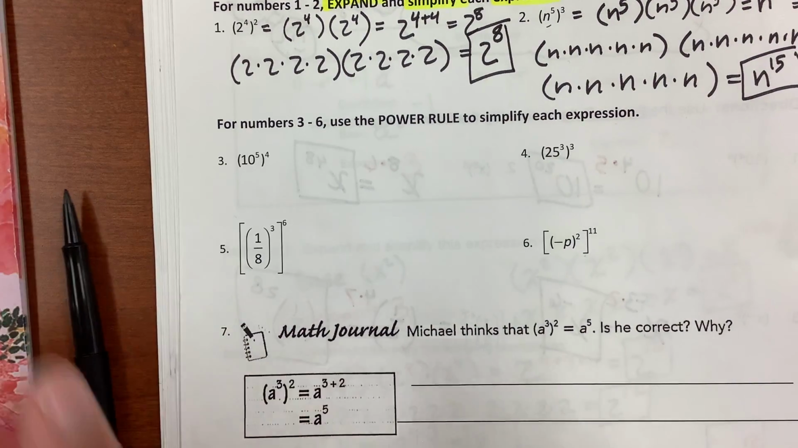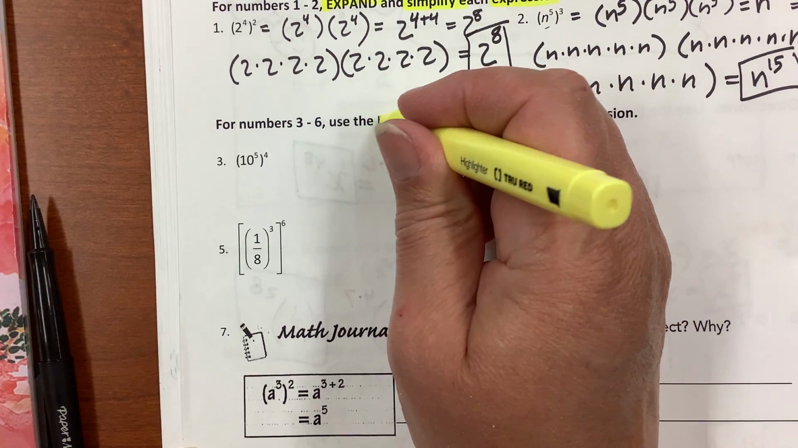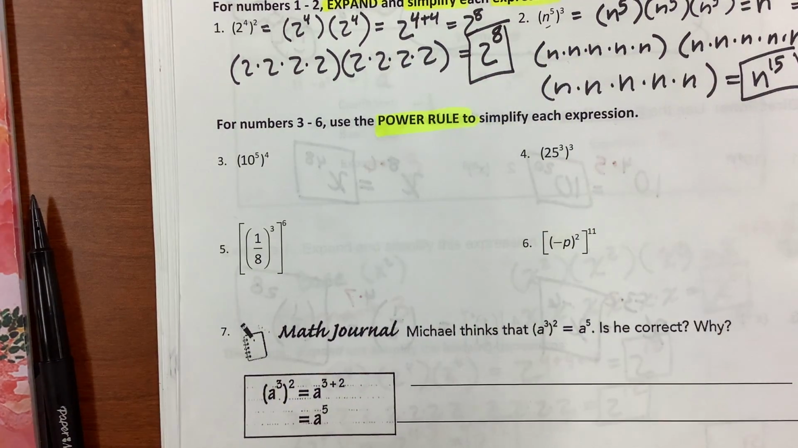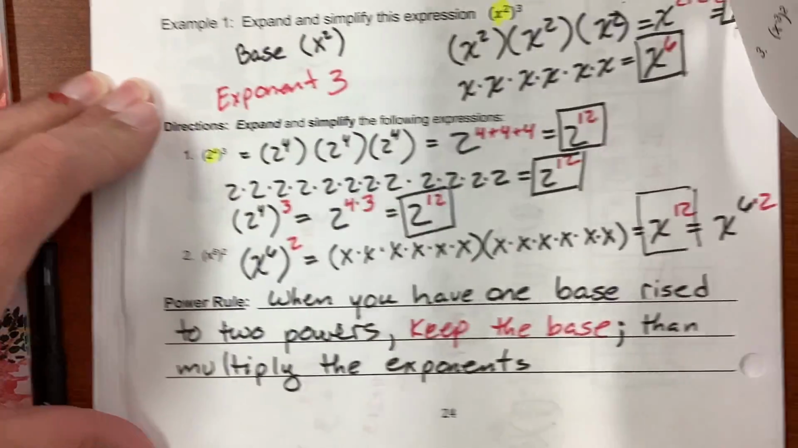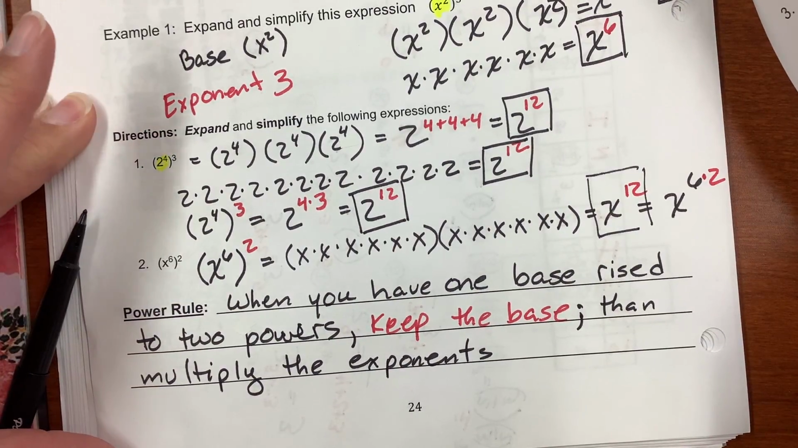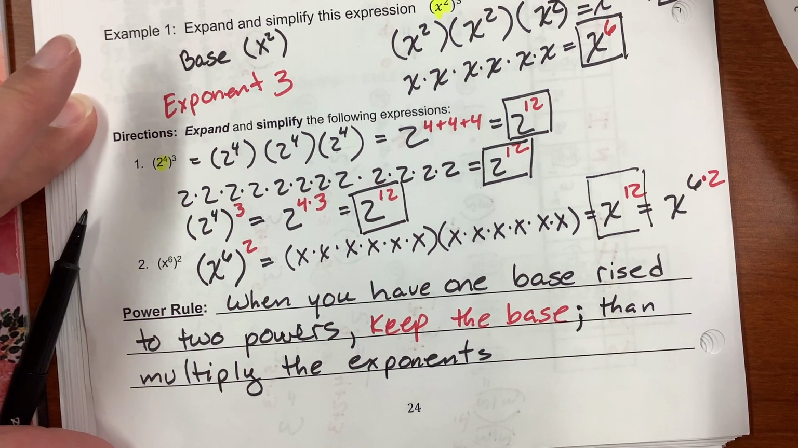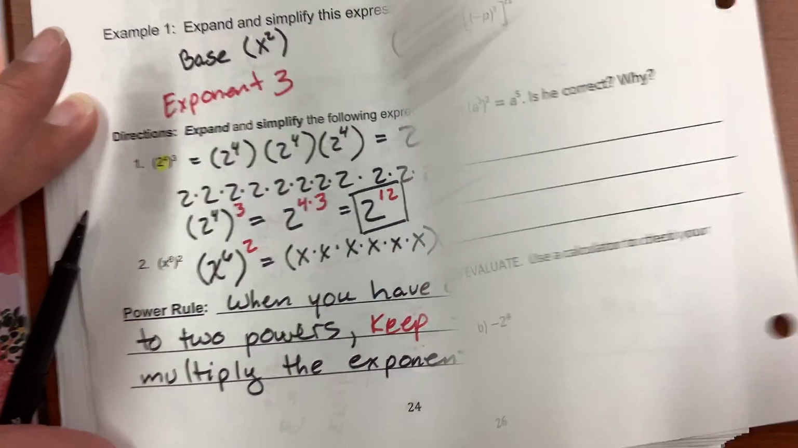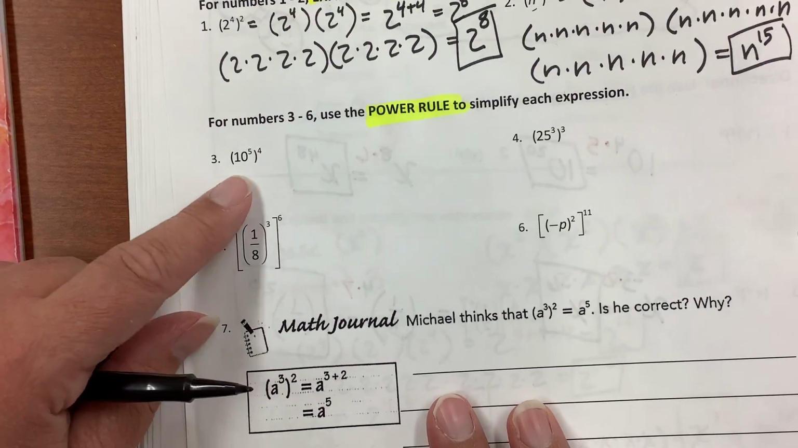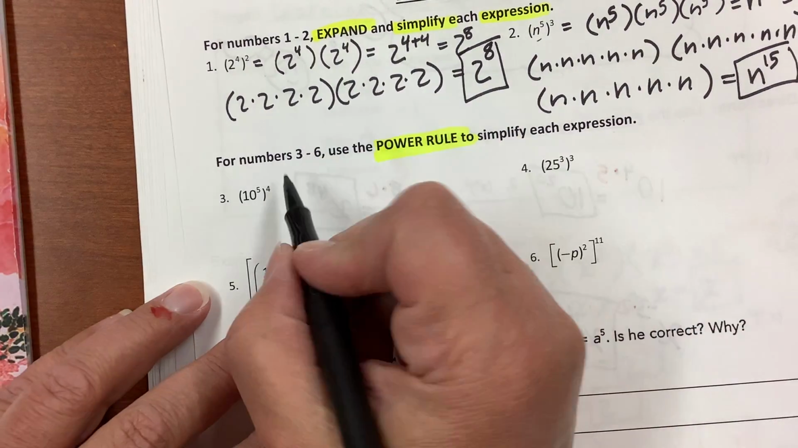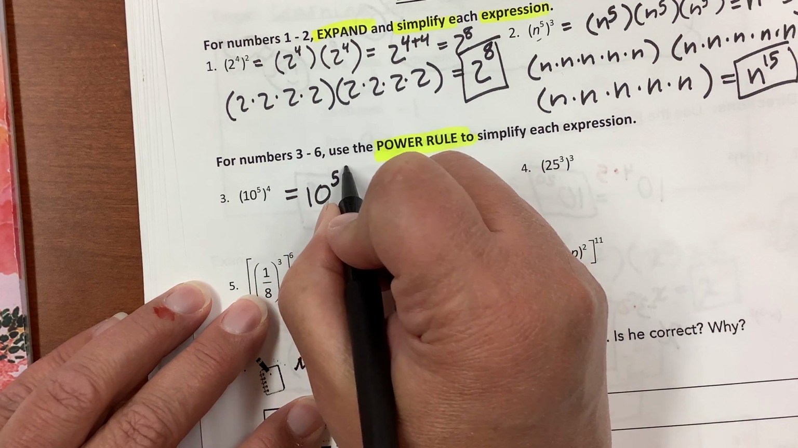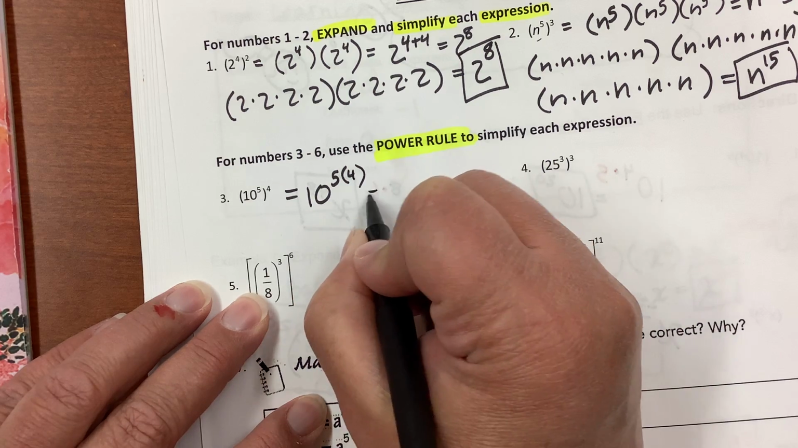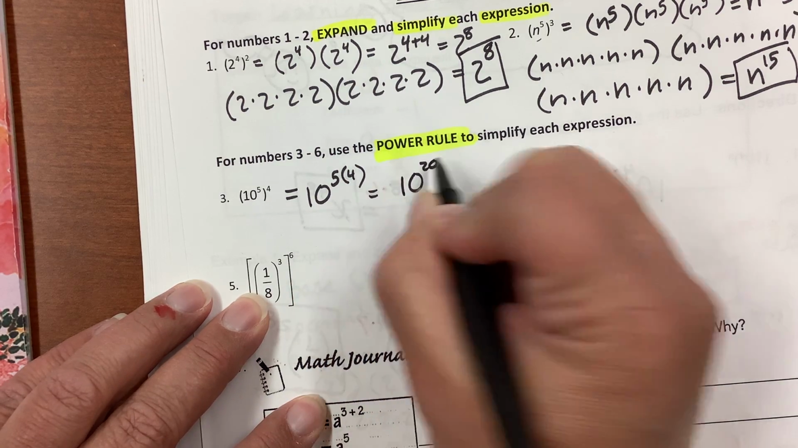All right. Now I get to use the power rule. Thank goodness. It's so much easier. It's so much simpler. Ooh, I don't remember the power rule. It's okay. You don't remember the power rule? You come back to the page before and it says, when you have one base raised to 2 powers, keep the base, then multiply the exponents. I have one base, 10, and 2 powers. So I keep the base 10, and I'm going to multiply 5 times 4. And I get 10 to the 20th power.